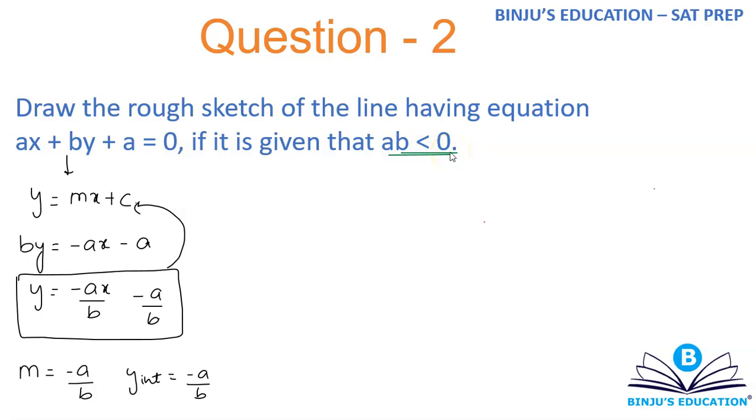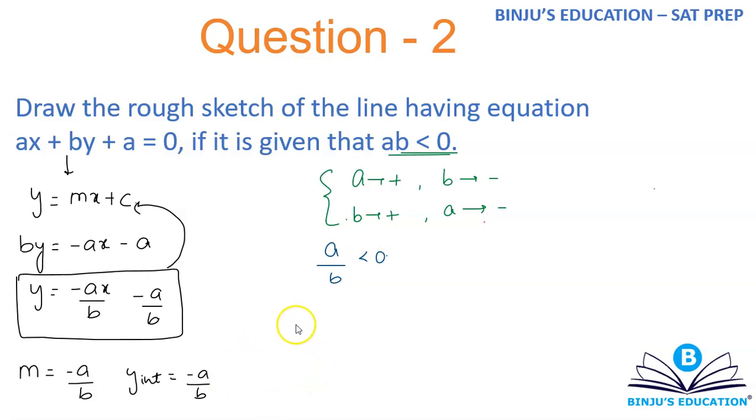If a into b is less than 0, can I say there are only two possible cases? That is a is positive, b is negative, and b is positive and a is negative. These are the two applicable cases. So overall, if a into b is less than 0, then I can also say that a by b has to be less than 0. Because if a is positive, b is negative, b is positive, a is also negative.